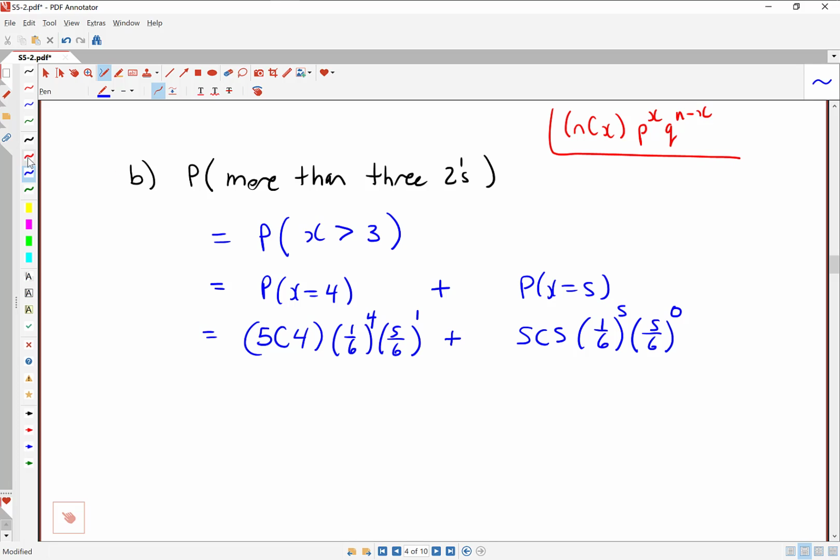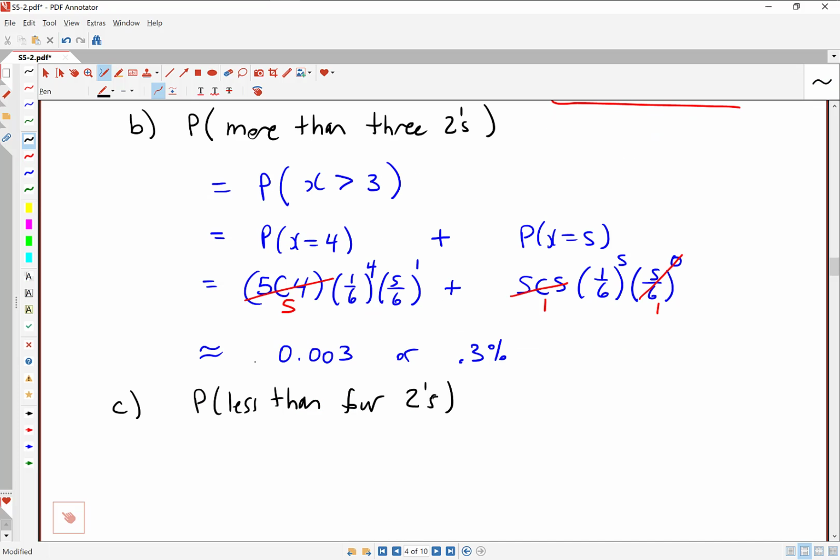And then to make life easier when you go to your calculator, you can just figure out a few things in advance. So 5c4 is 5, 5c5 is 1, and also anything raised to the 0 is going to be 1. So you can basically cross that off and say that's 1. So now you've got something that's a little bit easier to type into your calculator. So trying that, you get 0.003, or if you want to write that as a percentage, that's 0.3%. So highly unlikely that we're going to get more than 3 2s when we roll this die 5 times.